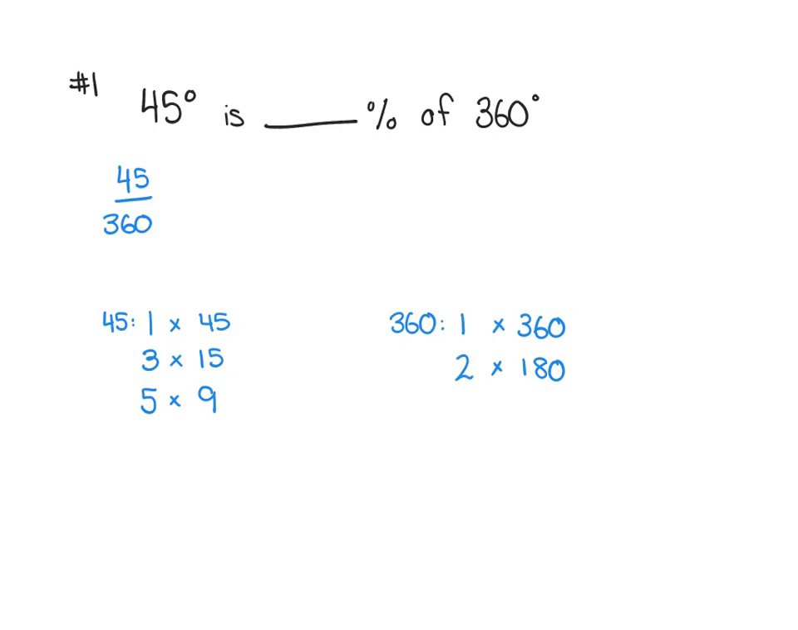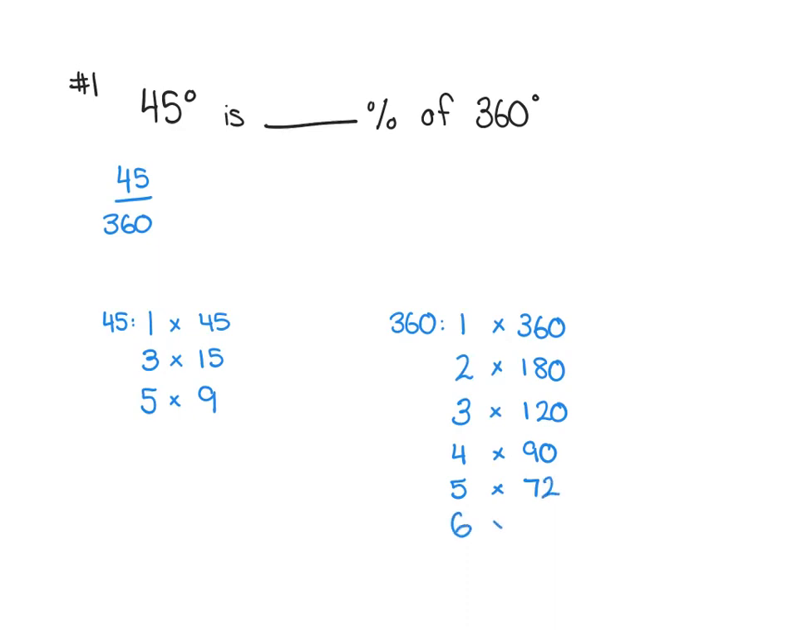I can divide it by 3 because 3 plus 6 is 9, plus 0 is 9. So 3 times 120. I can divide it by 4 because 36 divided by 4 is 9. So 360 divided by 4 is 90. I can divide it by 5 because it ends in a 0 or a 5. From our last example, we know that 5 times 72 is 360.